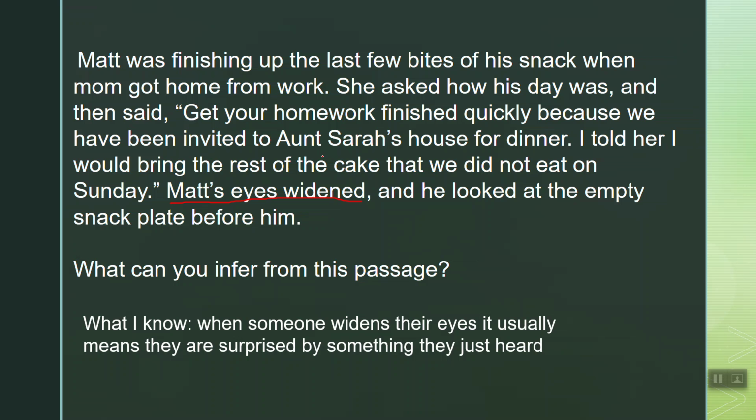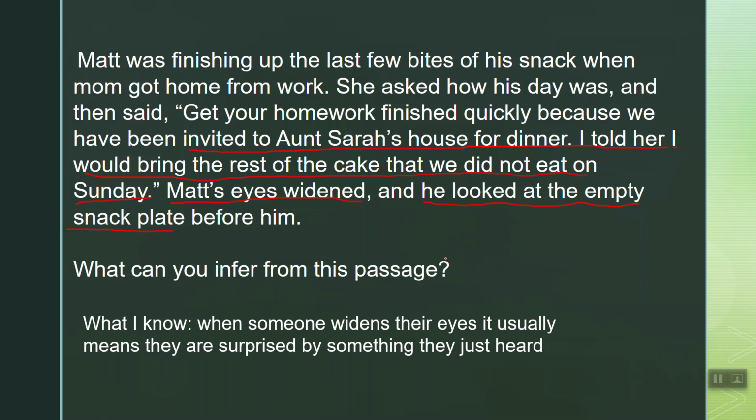When I look up in the text, a clue from the text is when his mom is speaking and she says that we've been invited to Aunt Sarah's house for dinner. I told her I would bring the rest of the cake that we did not eat on Sunday. So Matt is surprised when he hears that they're going to take the rest of the cake they did not eat on Sunday. And then the clue from the text says he looks at his empty snack plate. So what can we infer from this passage? We can infer that Matt must have eaten the rest of the cake.